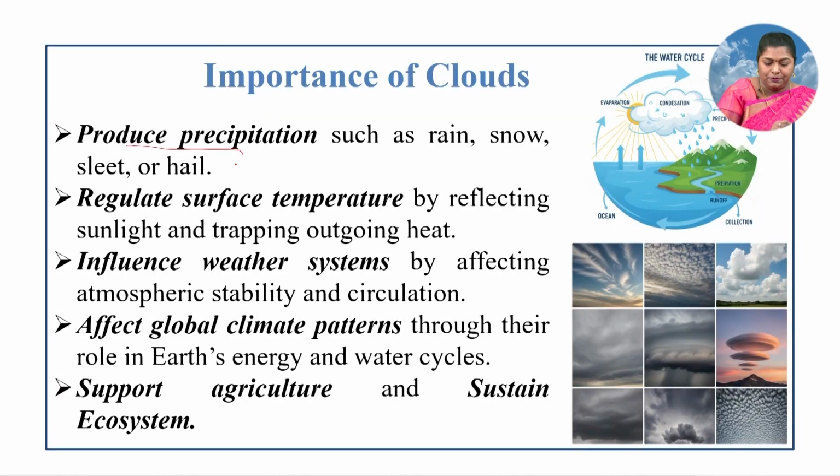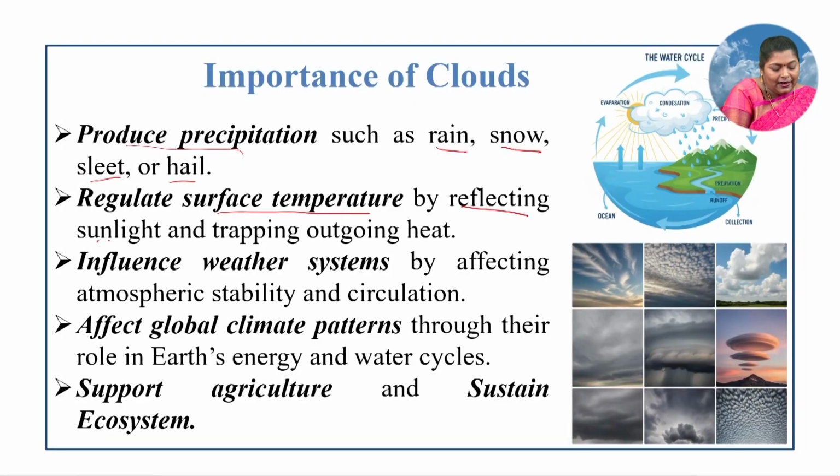What is the importance of clouds? That is, clouds produce precipitation in various forms. The precipitation will be in various forms, that is, rain, snow, sleet or hail. And they also regulate the surface temperature. So the clouds regulate the surface temperature by reflecting sunlight and trapping outgoing heat. So in such a way, it is a balance between these two processes.